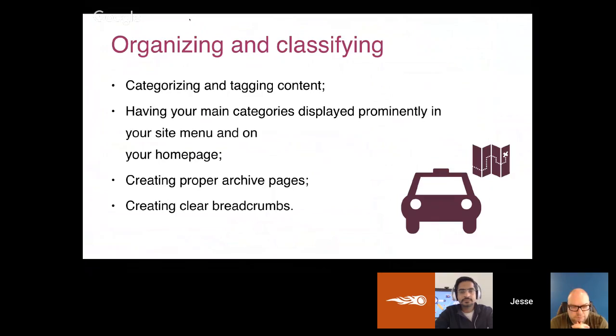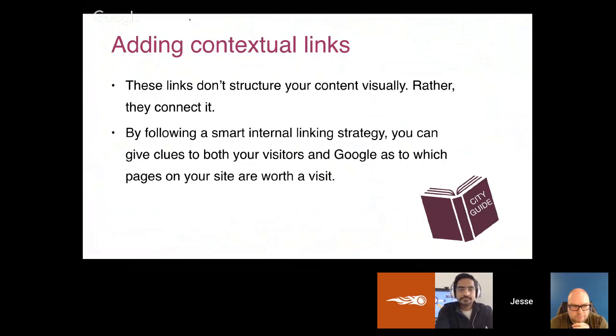Now, the second pillar of site structure is adding links to set up a context for all of your pages, and thus your website. This approach to linking is extremely important for information architecture. Unlike the first pillar, these links don't structure your content visually. Rather, they connect it like a web, in a way. And that's the key difference. By following a smart internal linking strategy, you can give clues to both your visitors and Google as to which pages on your site are worth a visit. And in that sense, this pillar helps users to navigate as well.